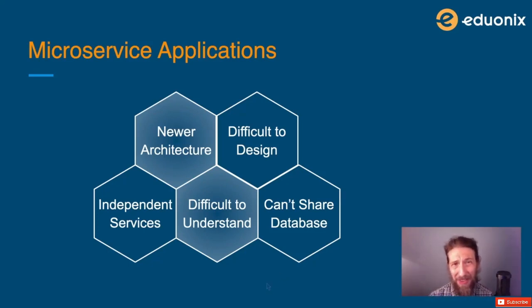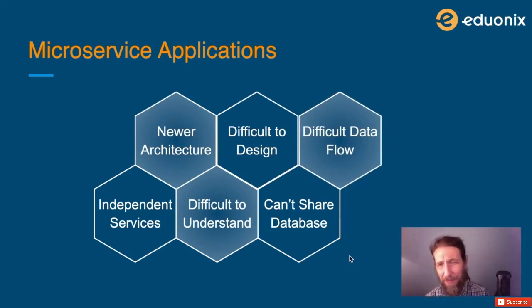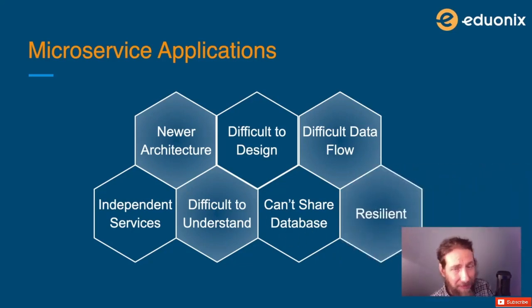And that can make it difficult to work with your data flow because all these separate parts have to somehow share data and yet still be independent with their separate databases. But this structure also makes them more resilient because if one microservice fails, the rest of the application as a whole will still have some functionality.